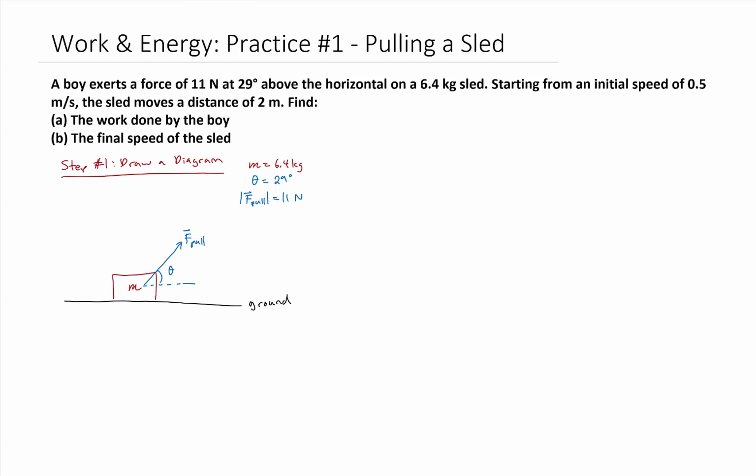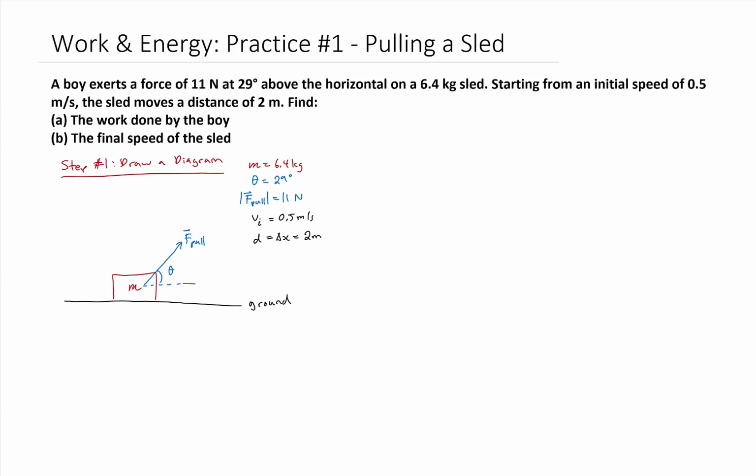We're also given a few more pieces of information. It starts from an initial speed of 0.5 meters per second. So we know that V initial is equal to 0.5 meters per second, and the sled moves a distance, or delta x, of 2 meters.